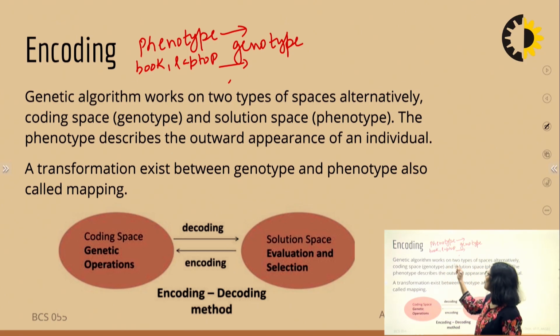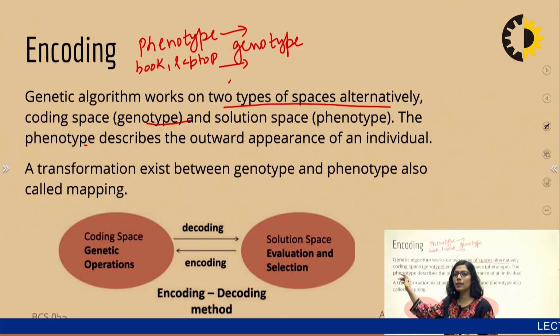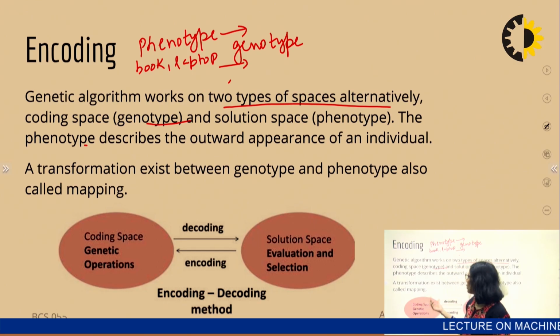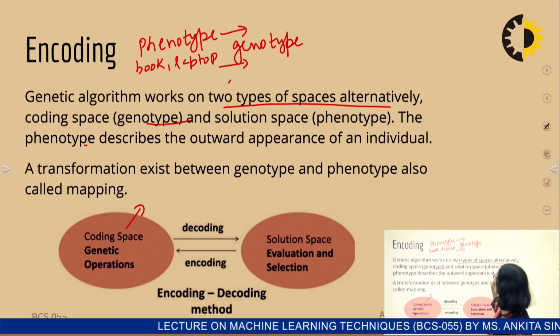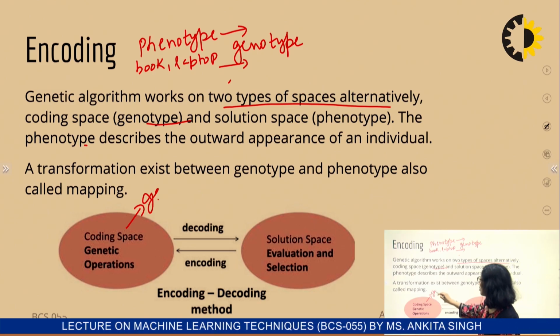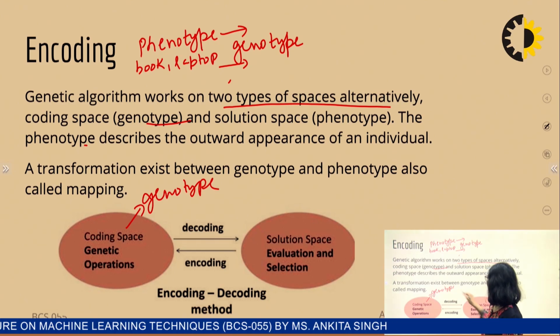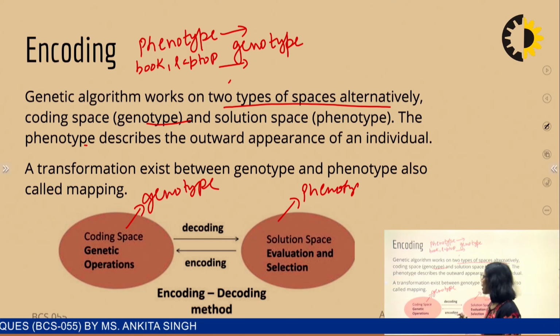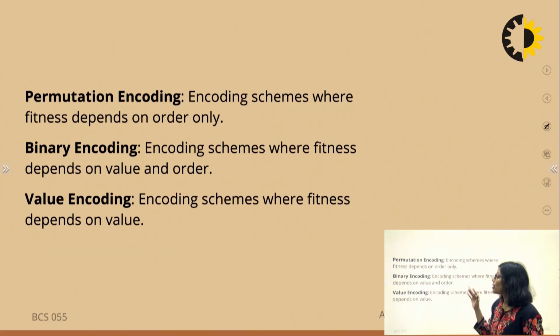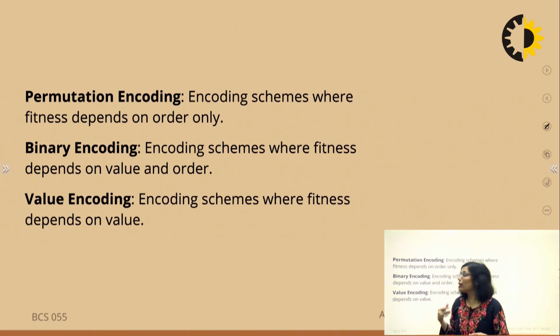Genetic algorithm works on two types of spaces, genotype and phenotype. The genotype is the coding space and phenotype is the solution space. This transformation, from genetic operators, is known as decoding. This represents my coding space, which is my genotype, and this is my phenotype. The process of converting the phenotype to genotype is known as encoding. Vice versa is known as decoding. Now, there are various types of encoding: permutation encoding, binary encoding, and value encoding.